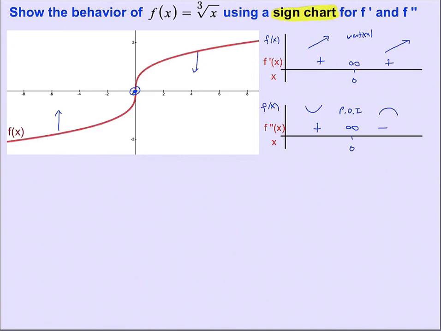That's all I wanted to include in this video. In class, we'll do a little bit more. We'll go in the other direction. We'll take a look at a sign chart like this and try to sketch a graph based on it, so that way we can go in both ways.